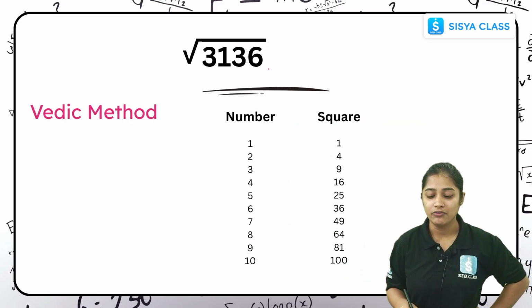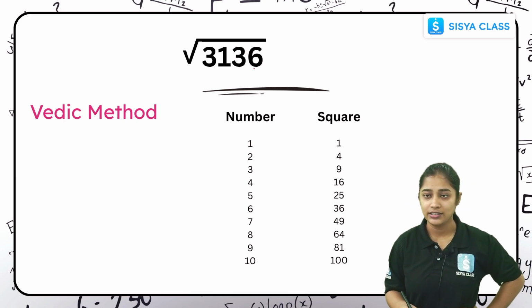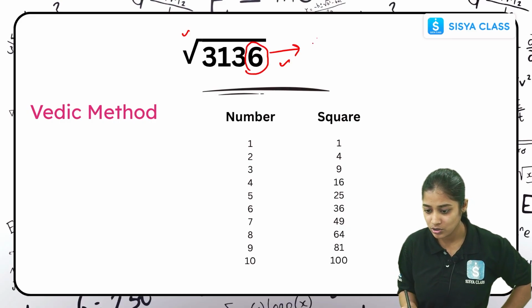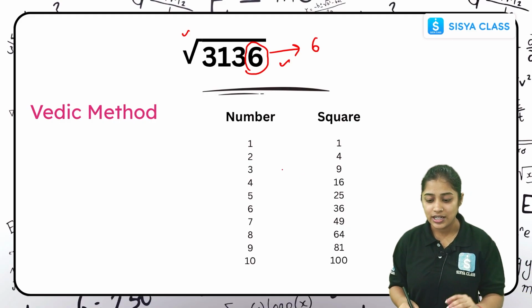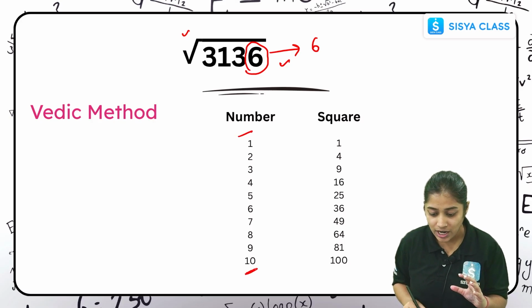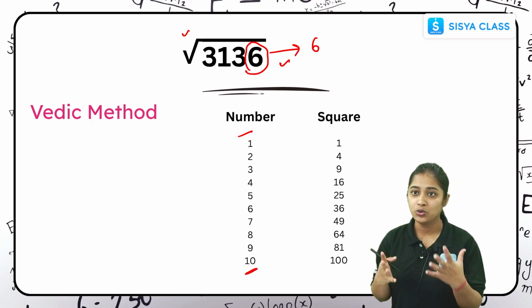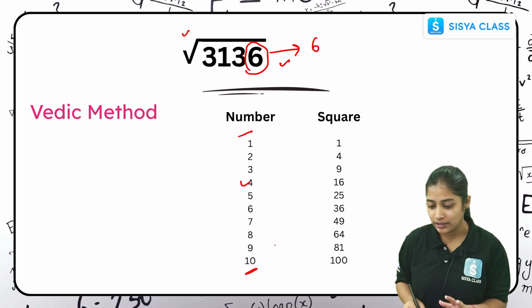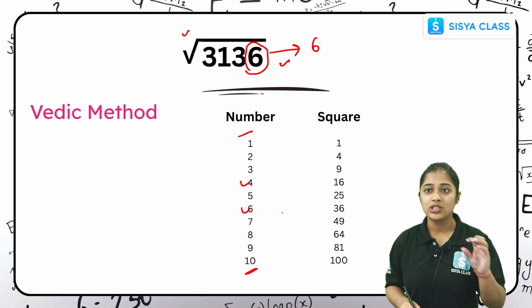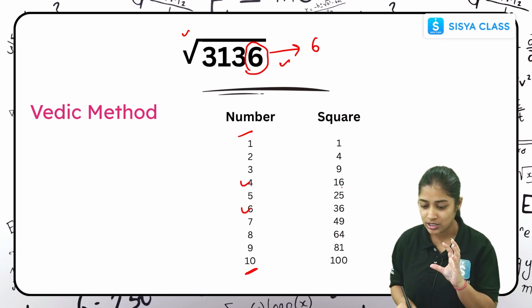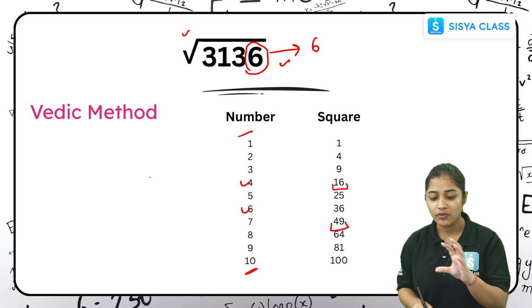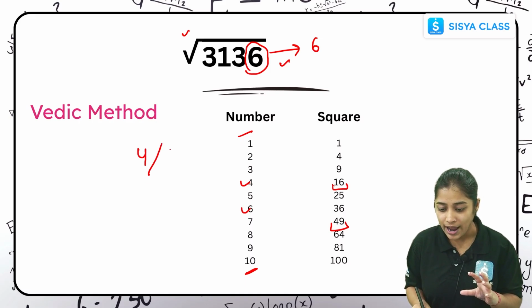So here we have 3136, right? And we want to find its square root. So what is the unit digit here? My unit digit is 6 here, right? Now I will check which numbers from 1 to 10 have a square whose unit digit is also 6. Here we see that 4 and 6 are the numbers whose square's unit digit is also 6, right? So the possibility for my ones digit here is 4 and 6, okay?